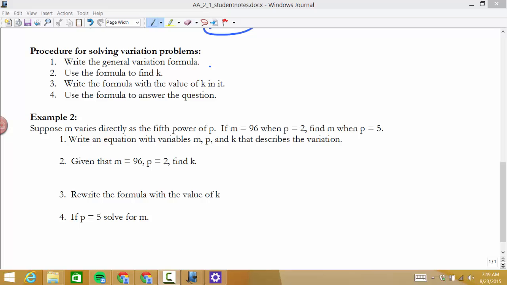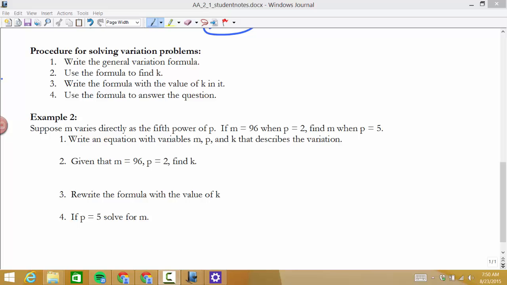Alright, the different parts of that last example really are the main pieces of what we would do if we were going to take any variation problem. And this is the procedure that you want to use if you have a variation problem to solve. You begin by writing the general variation formula. Then you're going to be given enough information about the two variables, the independent and dependent variable, to solve for k, just like we did in the example. And then you're going to want to take that k value and plug it back into that general formula. That will give you a specific formula for that situation.